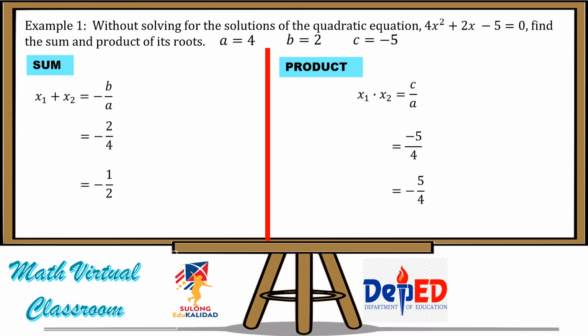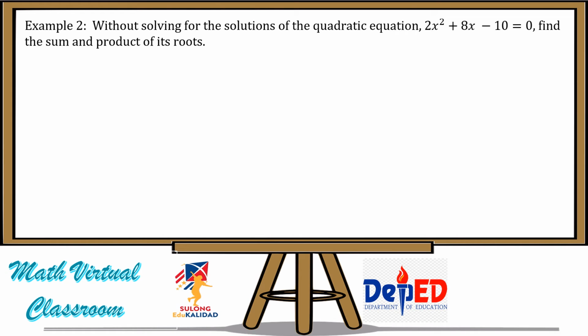Let us have another example. Without solving for the solutions of the quadratic equation 2x squared plus 8x minus 10 equals 0, find the sum and the product of its roots. Again, the formula for the product is c over a, and for the sum is negative b over a. But first, we determine the values of a, b, and c. Your a here is equal to 2. Your b is equal to 8, and c is equal to negative 10.